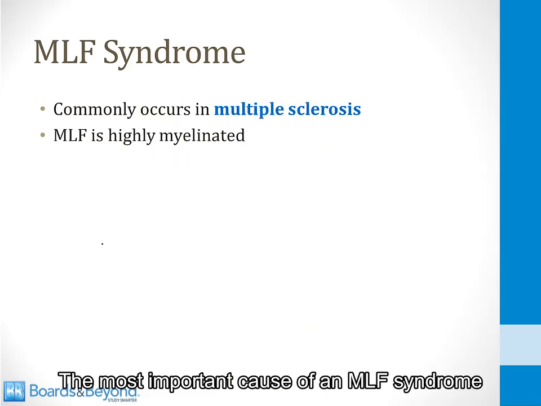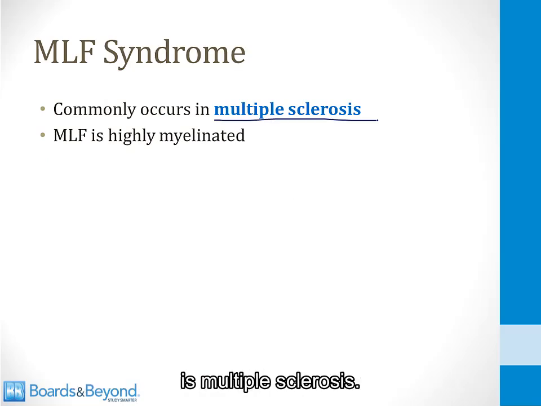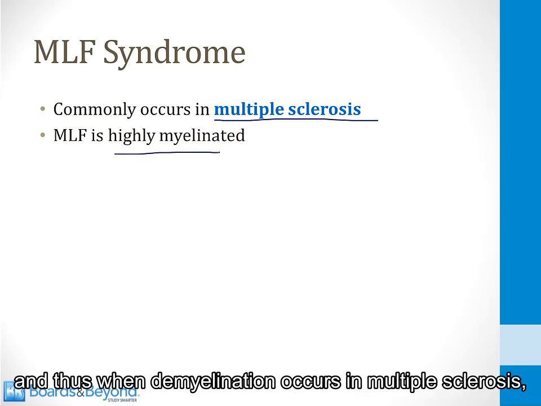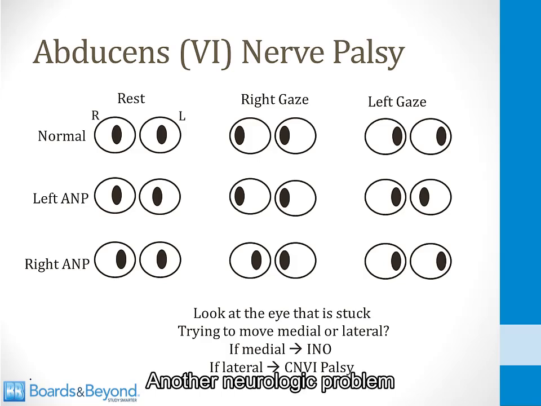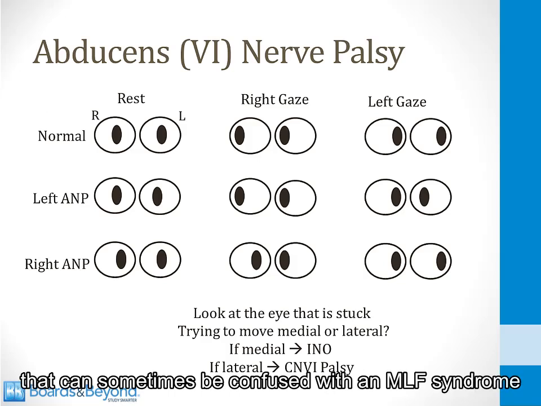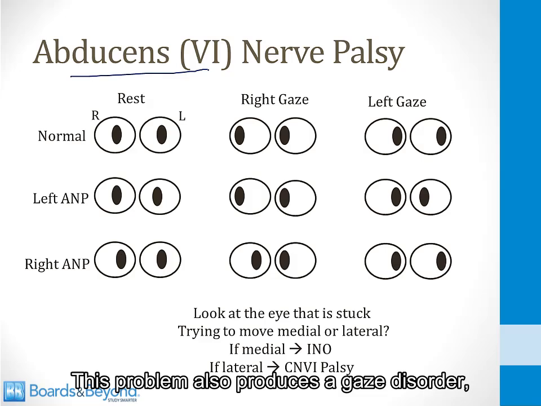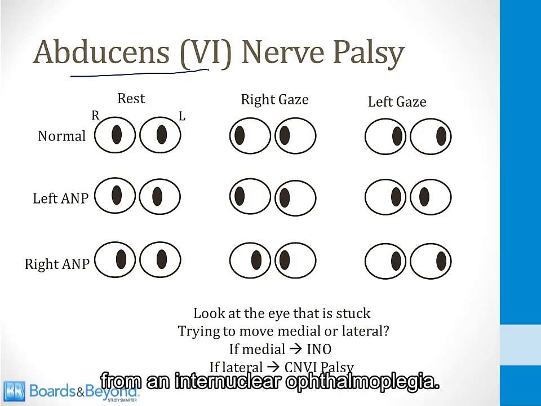The most important cause of an MLF syndrome for you to be aware of for step 1 of the boards is multiple sclerosis. The MLF is highly myelinated, and thus when demyelination occurs in multiple sclerosis, an MLF syndrome can develop. Another neurologic problem that can sometimes be confused with an MLF syndrome is an abducens or cranial nerve 6 nerve palsy. This problem also produces a gaze disorder, but it has different features from an internuclear ophthalmoplegia.